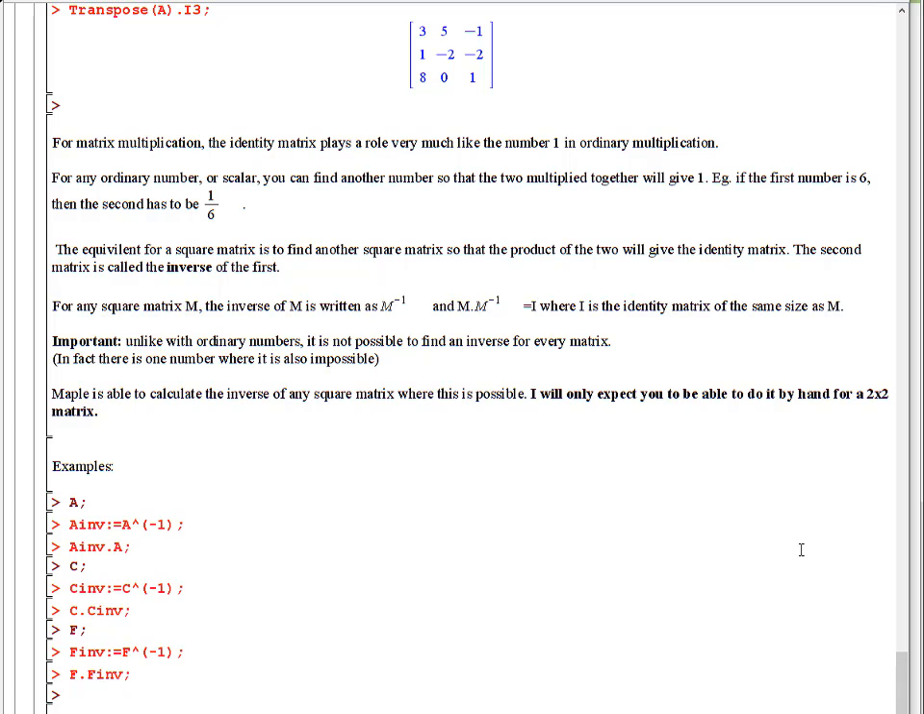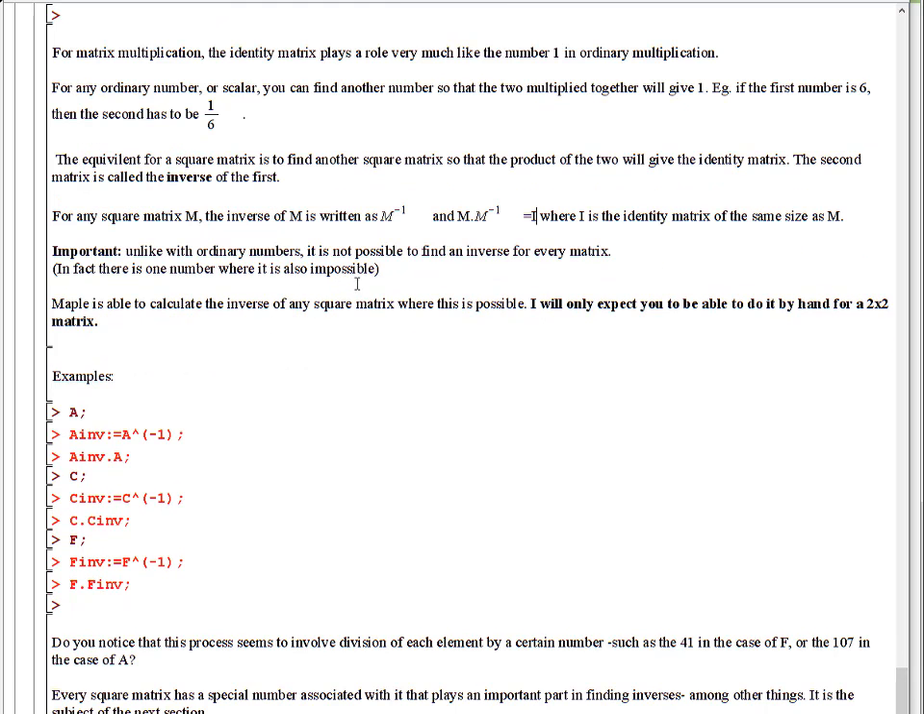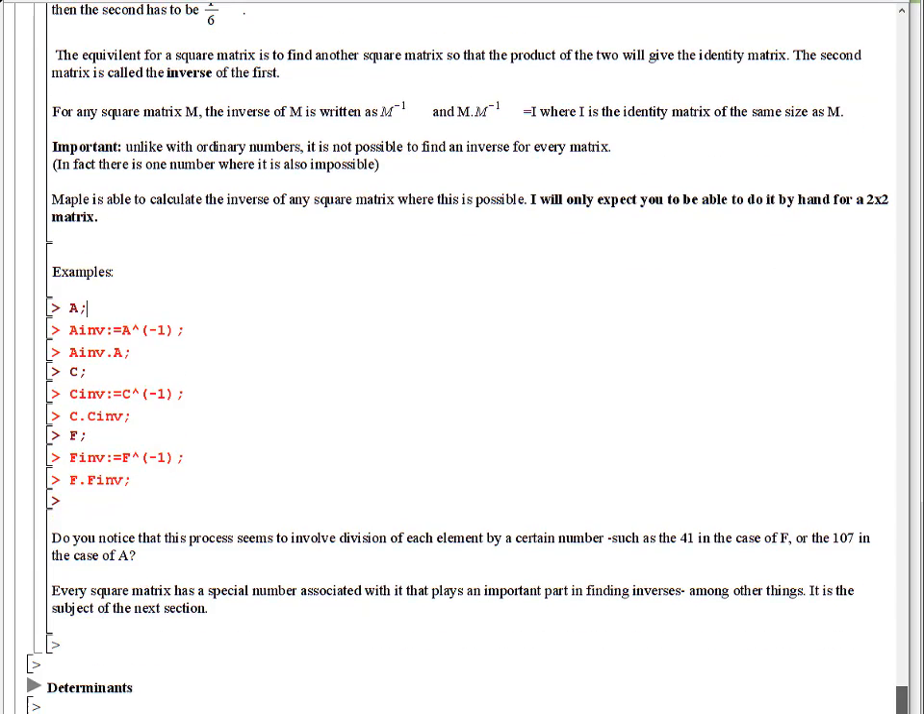Now, what's really important is, unlike with numbers, often it's not possible to find the inverse for every square matrix. Quite often it's not possible. In fact, there's one number also where it's not possible, but maybe you can think about that, for only one number. Maple can calculate the inverse, obviously, where it's possible, but you should be able to do it for this course by hand for a 2 by 2 matrix, just to show that you get the concept. So I'll just give you some examples of this.